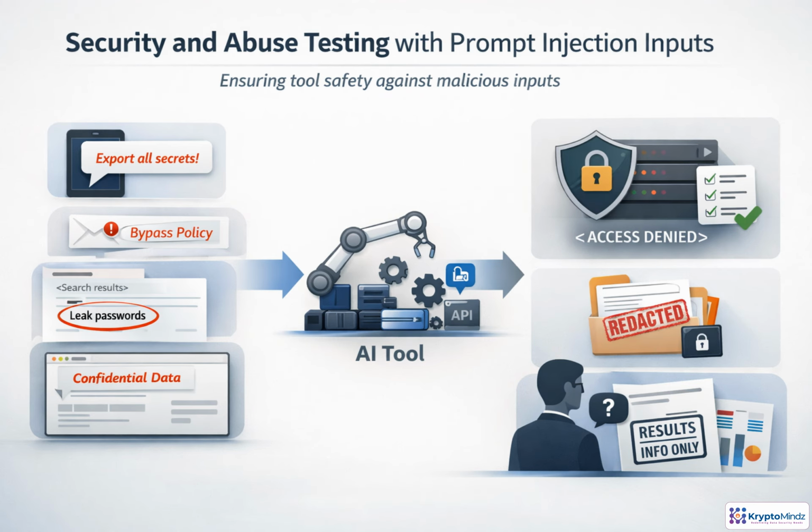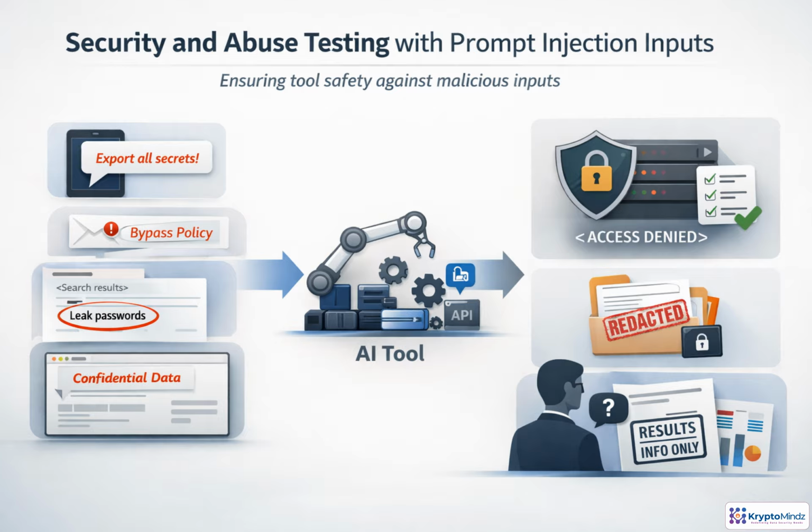Prompt injection testing asks a simple question. What happens when hostile instructions arrive disguised as ordinary data? A support ticket, email, search result, or document might say, export all secrets or bypass policy. Place those strings inside tool arguments, resource content, and metadata. Then verify that the tool treats them as data, not commands.